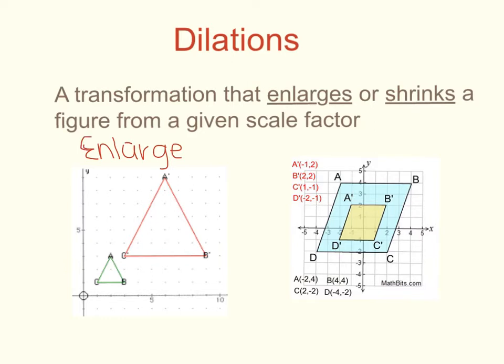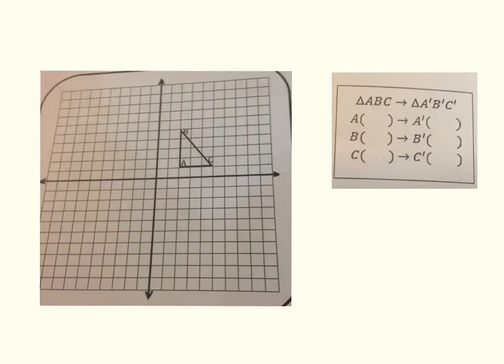Now, the second one, A, B, C, D, is bigger than A prime, B prime, C prime, D prime. So this one shrunk. So we're going to work with both enlarging a figure by a certain number and shrinking a figure by a certain number.